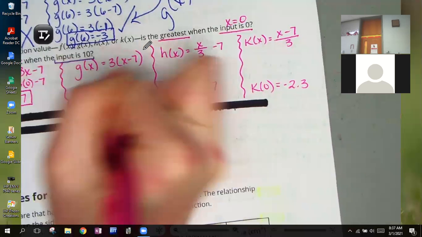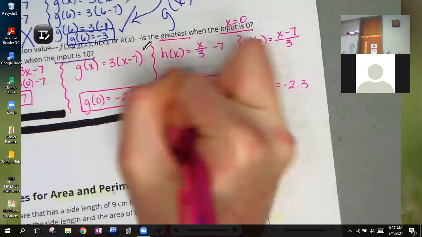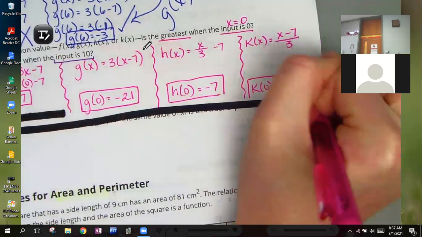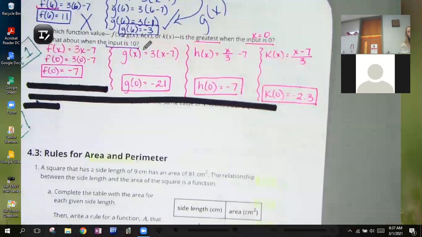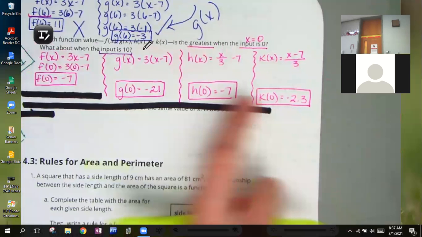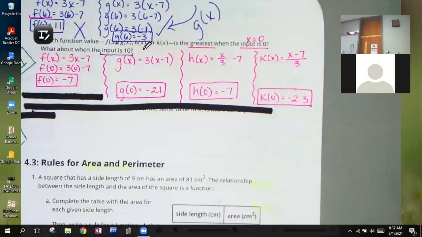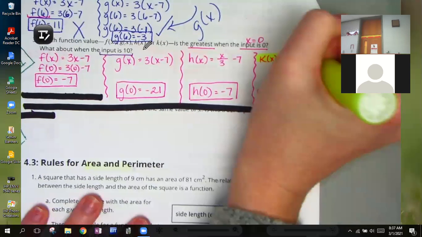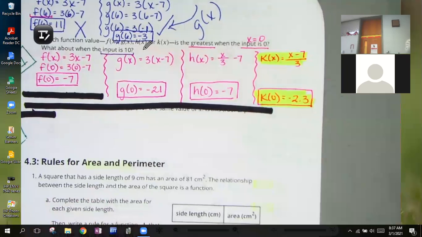Okay. Now, all of those are correct if you did them like that, but remember what the original question was. It says which one is the greatest between those 4. So someone raise your hand and tell me which one is the greatest, Colby. -2.3. Now, a lot of people want to say it's this one because 21 is the biggest number, but you have to remember how negatives work. Okay, so that's part 1.